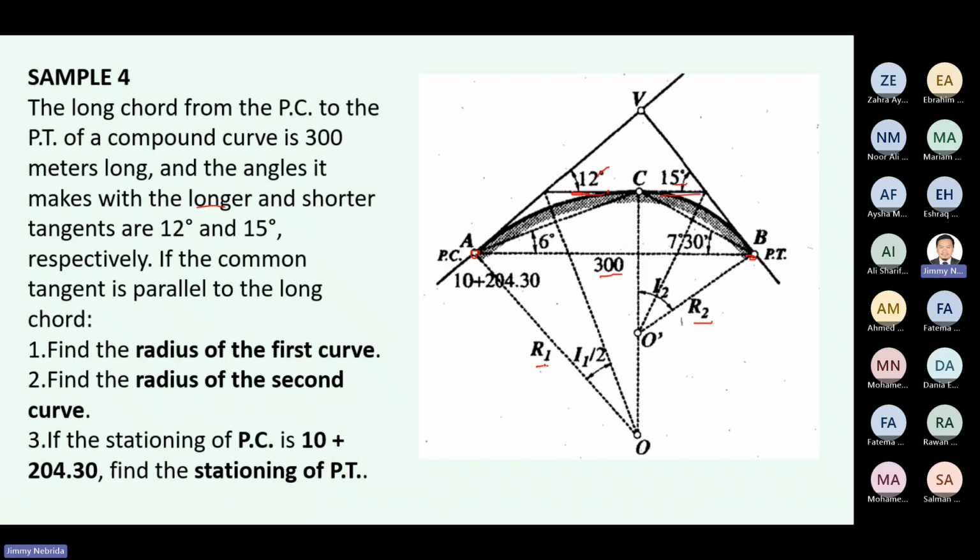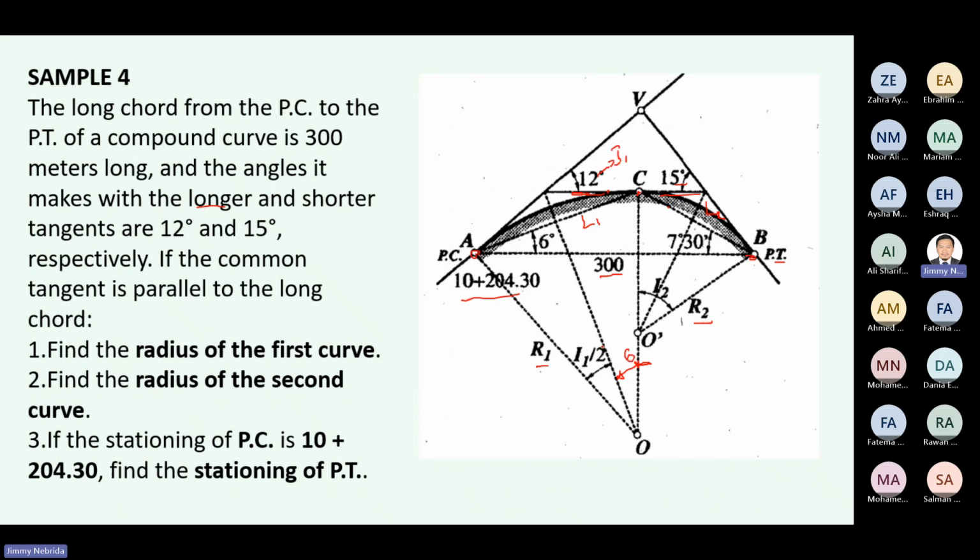When you calculate R1, you can also calculate the length of curve 1. You can get to this point. And then from here, you add the length of curve 2, you can calculate PT. PC is already given. So PC plus L1 plus L2 will give you PT. Now, how are you going to calculate the first radius? You have this triangle already. Here is 12 degrees. If this is 12 degrees, this one is also 12 over 2. That's why I1 over 2. This is I1, okay?